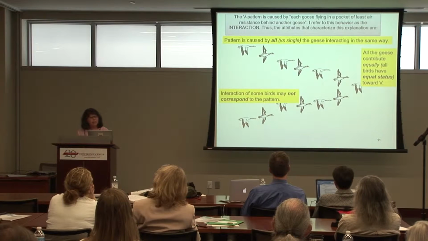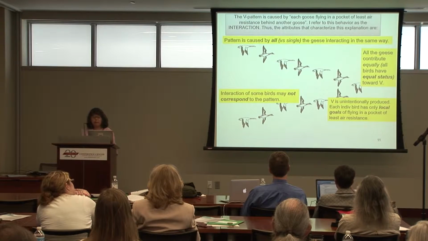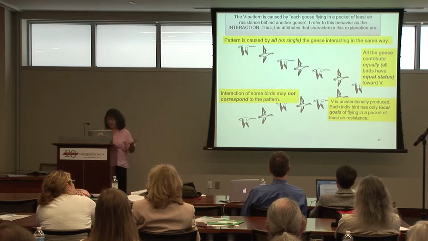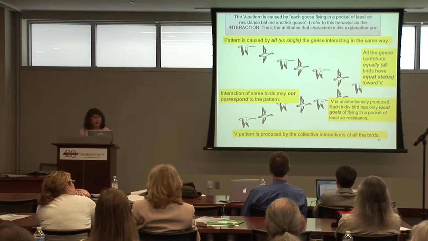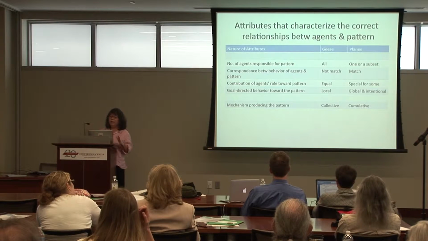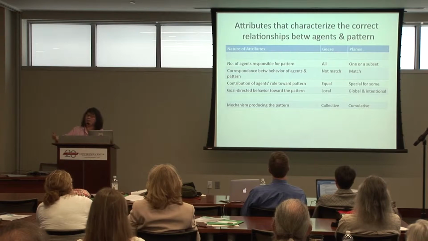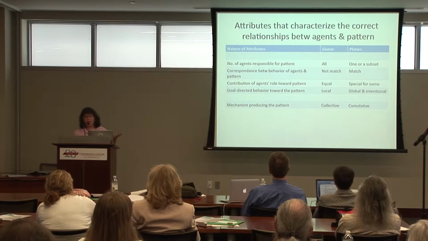Interaction of some of the agents may not correspond to the pattern, and the V is unintentionally produced. Each individual bird simply has a local goal of flying in a pocket of least air resistance. So the V pattern is produced by the collective interaction of all the birds. Very simple.